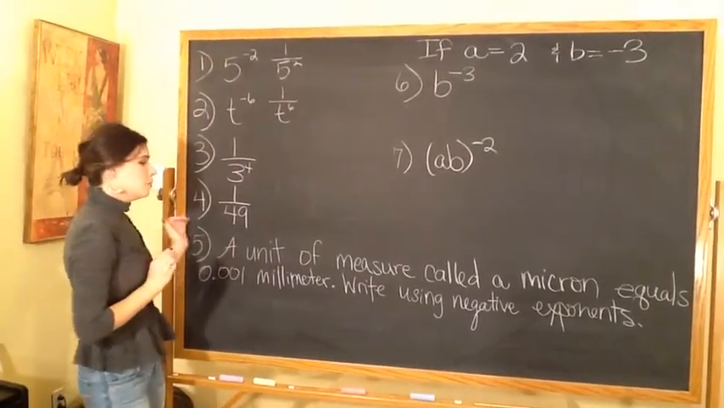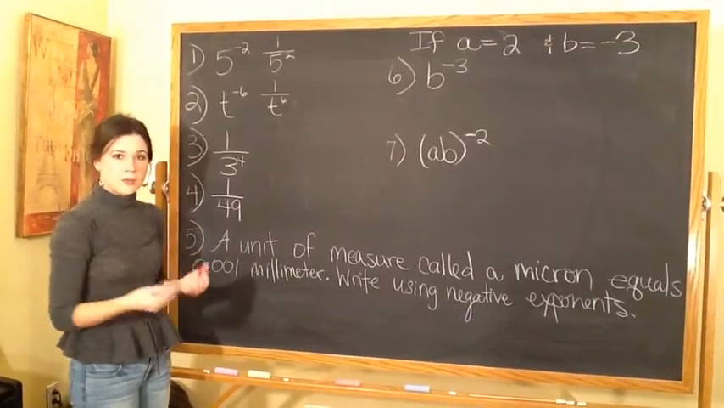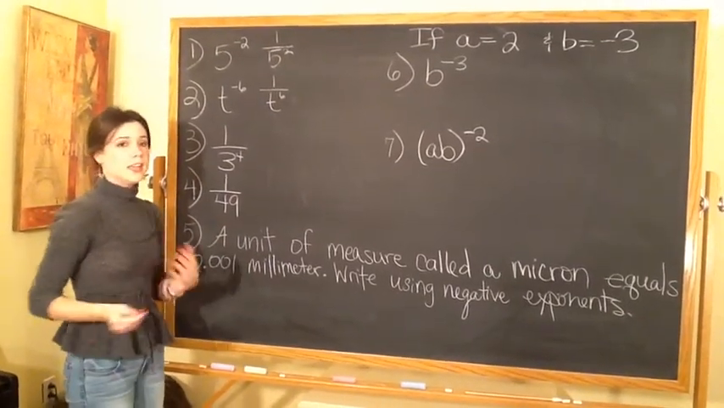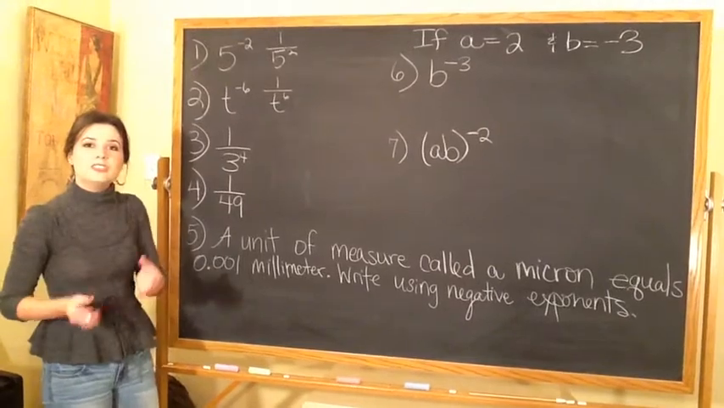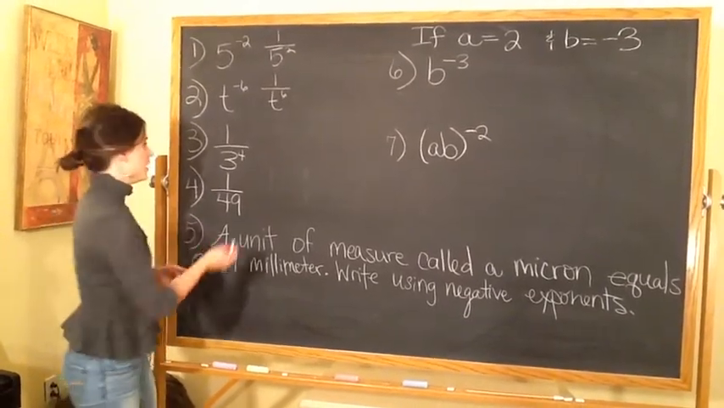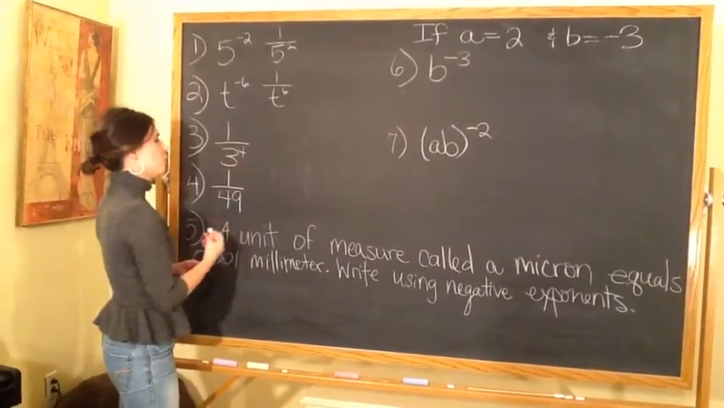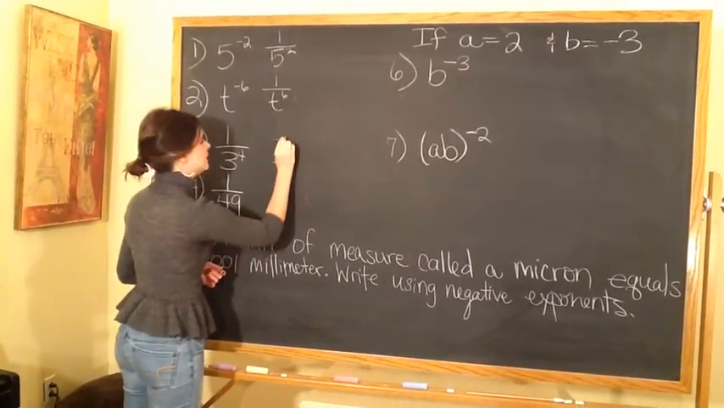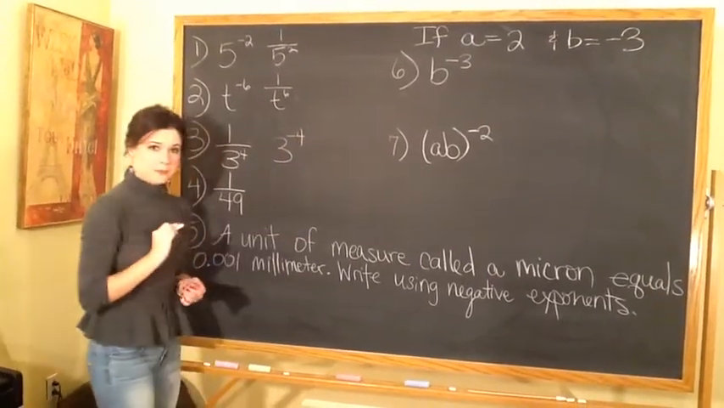Now these next two problems, we want to go ahead and change from a positive exponent to a negative exponent. In order to do that, we just move it out of the denominator. So instead of being 1/3 to the 4th power, it's going to be 3 to the -4th power.